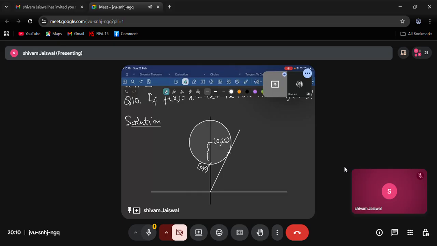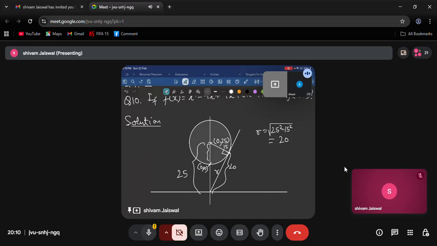So everyone, from the center, if I drop a perpendicular, this length is 15. The center is at a distance 25, and this is equal to 25. So we can find this length. Let us say that this is r. r will be equal to root over 25 square minus 15 square. 625 minus 225, 420? No, 400. So r equal to 20, everyone.